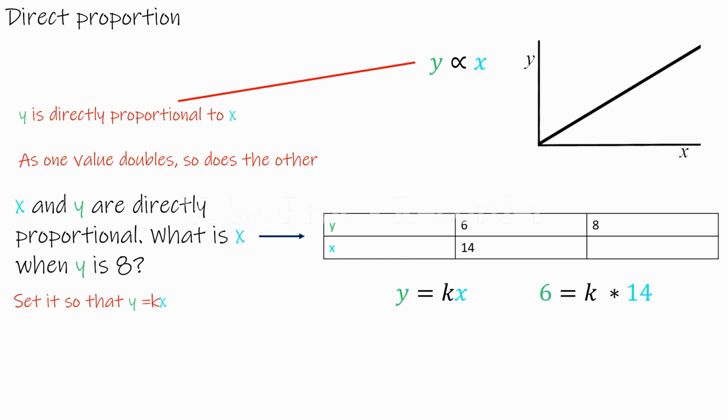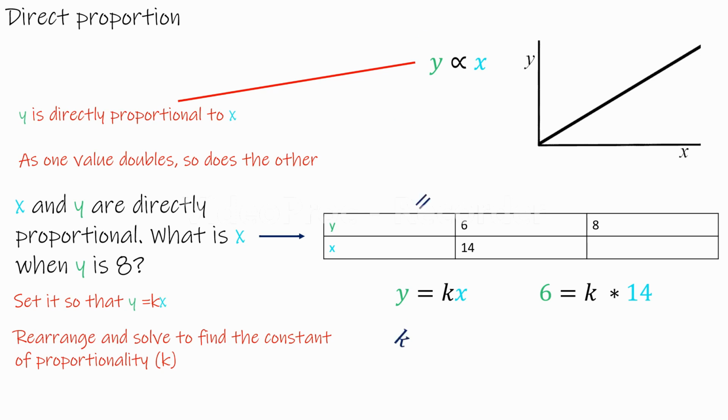From this we're going to have to find k, which is our constant of proportionality, and here is simply rearranging to solve and find this constant of proportionality. So we can say that k is 6 over 14, which means k equals 0.43 to 2 decimal places. This is our constant of proportionality, which is what we times x by to get y in this particular case. So now we can use this to solve our entire question.